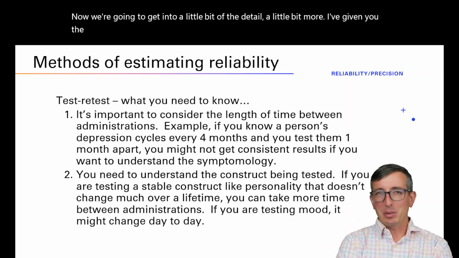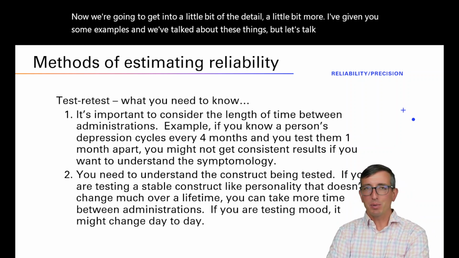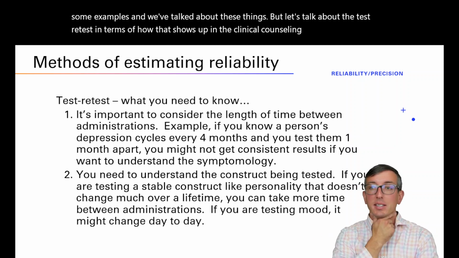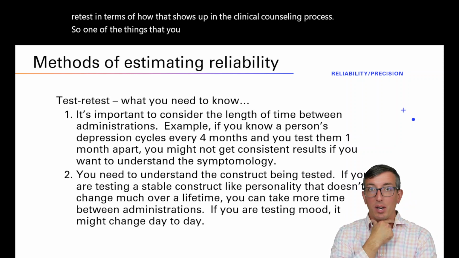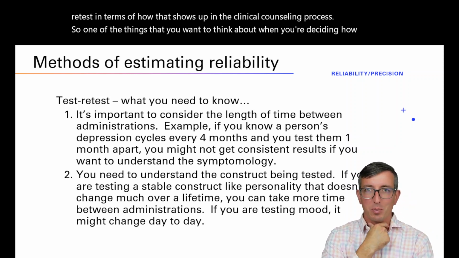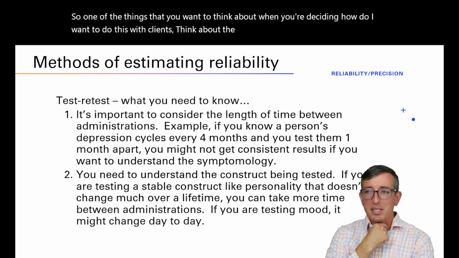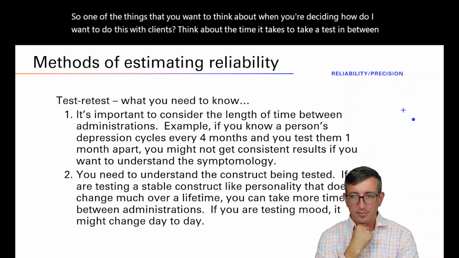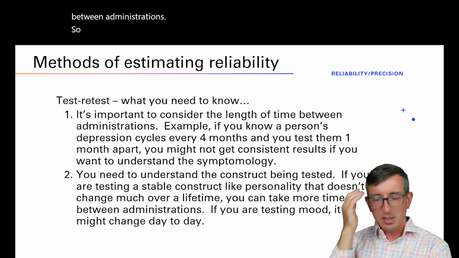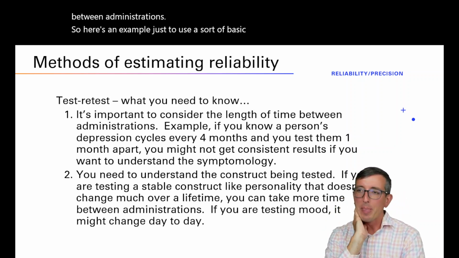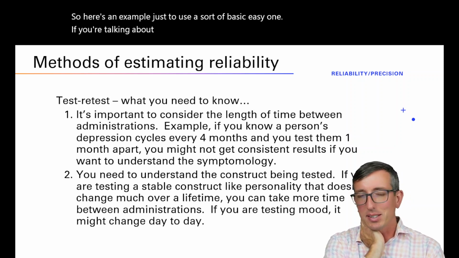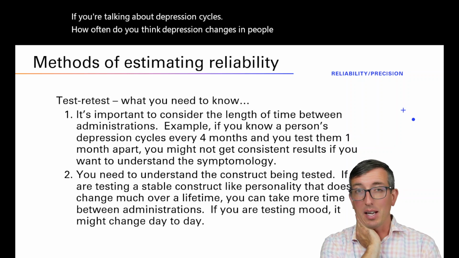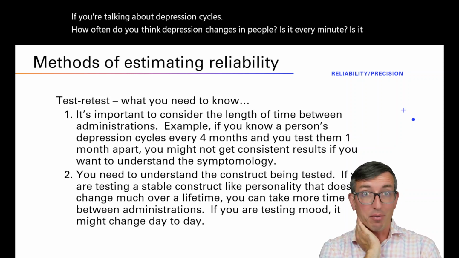I've given you some examples and we've talked about these things, but let's talk about the test-retest in terms of how that shows up in the clinical counseling process. One of the things you want to think about when you're deciding how to do this with clients is the time it takes to take a test, and the time in between administrations. Here's a basic, easy example. If you're talking about depression cycles, how often do you think depression changes in people? Is it every minute? Every hour, every week?